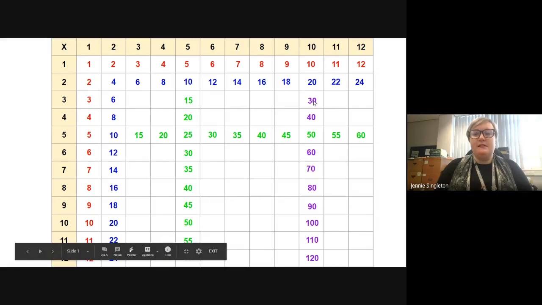Once again, if I know what 10 times 3 is, I also know what 3 times 10 is, so I can fill in this row across here.